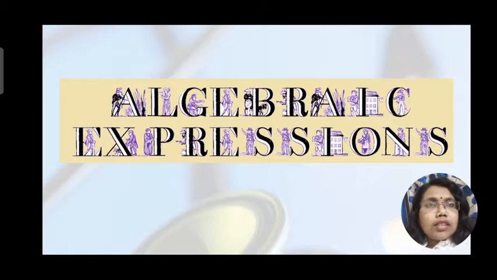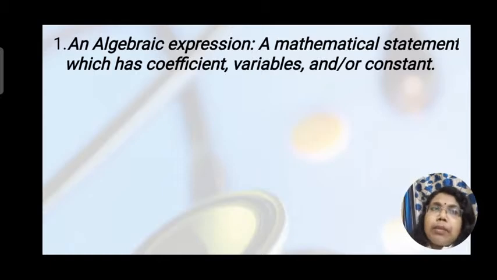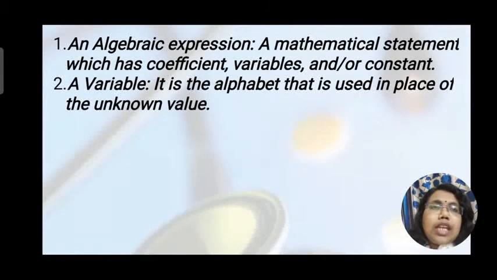Now the name of the lesson is algebraic expressions, and we have already studied some part of it in simple equations. Here, an algebraic expression is a mathematical statement which has coefficients, variables and/or constant. There is a possibility that there may not be a constant, therefore and/or constant. Now, what is a variable?